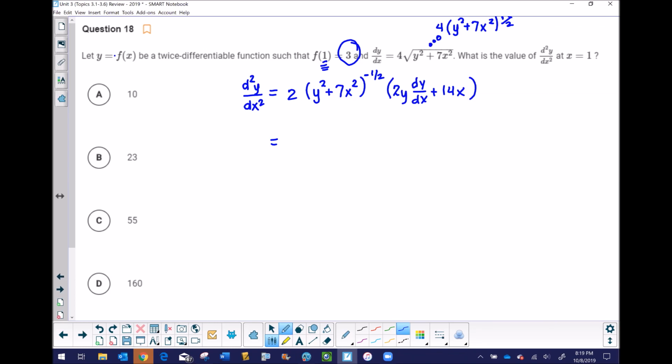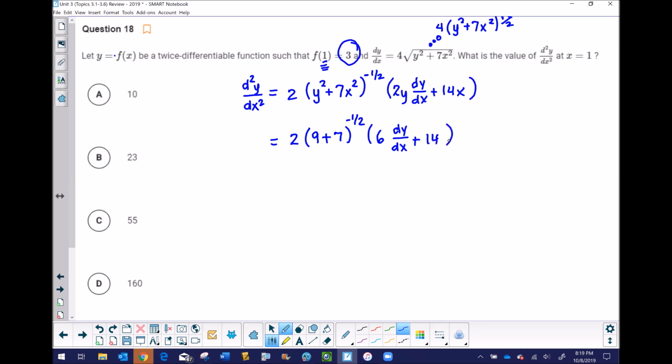Okay, so we just go into this thing, replace the y with the 3. So this is going to be a 9, right? And then 7 times 1 squared is 7. Oh, look at the wonderful favor they did for us. 9 plus 7, 16, perfect square. Doesn't get better than that, does it, kids? 2 times 3 is 6. There's our dy dx. 14 times 1 is 14.